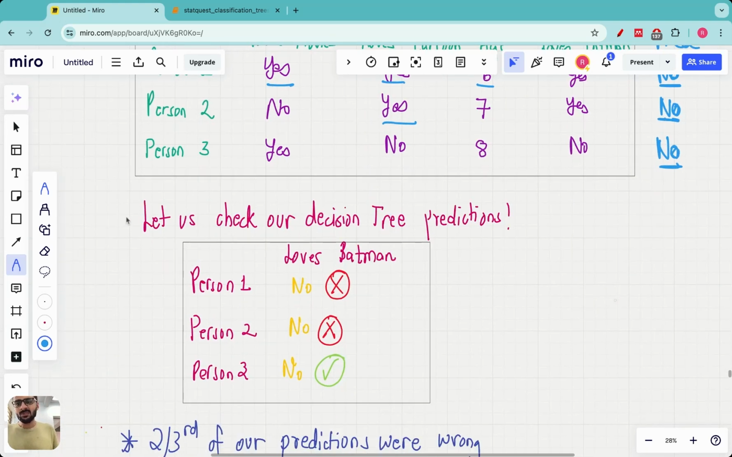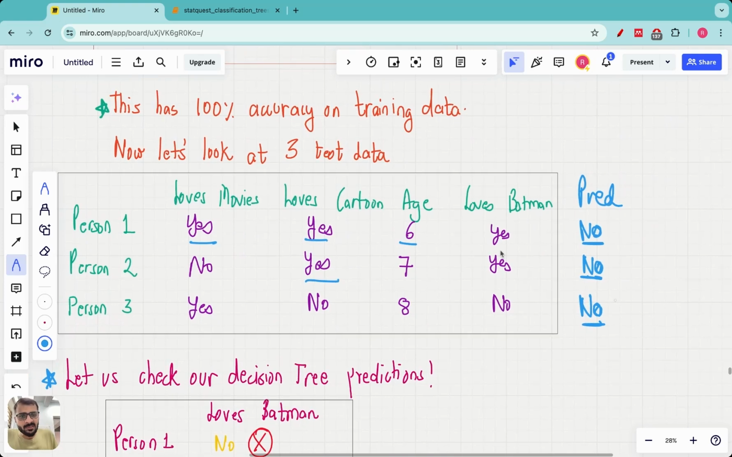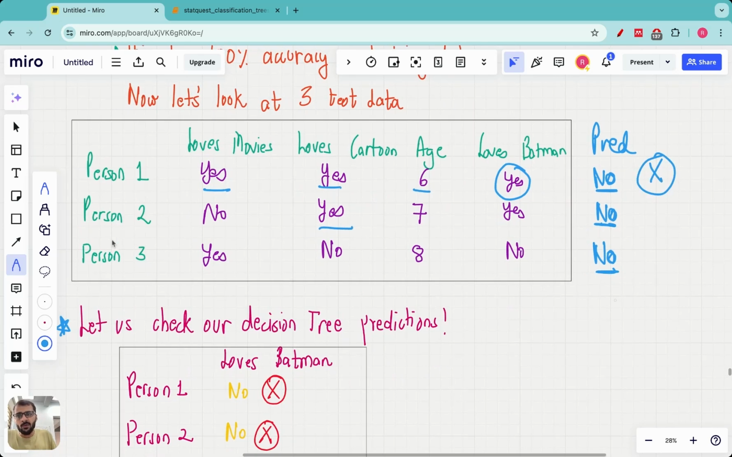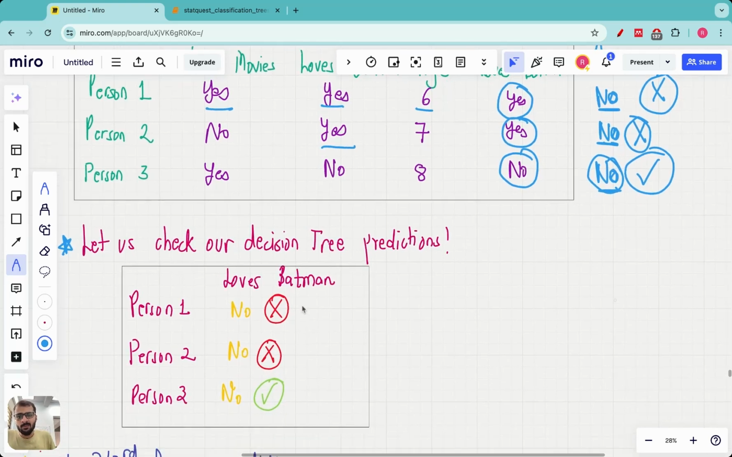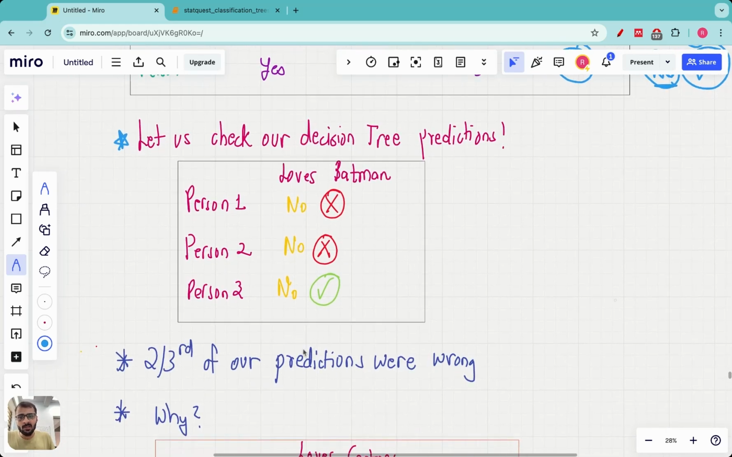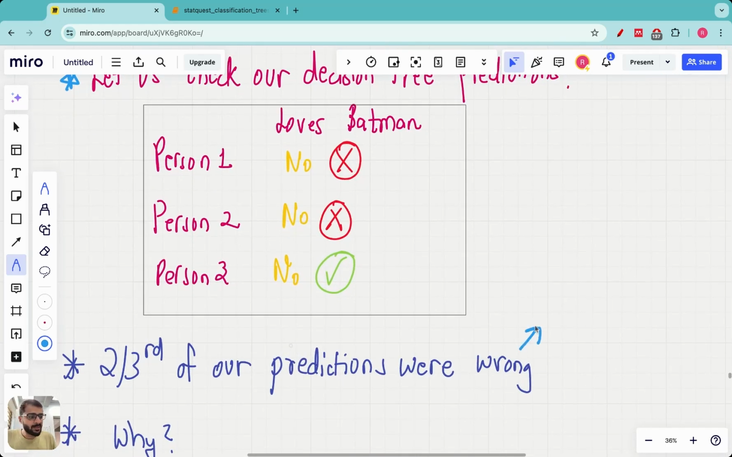And now let us check our decision tree predictions. For the first person, they actually did love Batman, and our prediction is no. So it was a wrong prediction. For the second person, they also loved Batman, but our prediction was no. Another wrong prediction. And for the third person, the person did not love Batman, and our prediction was no. So this was a correct prediction. Out of the three predictions we made, we got two wrong and only one correct. So two-thirds of our predictions, which means 66%, were actually wrong.